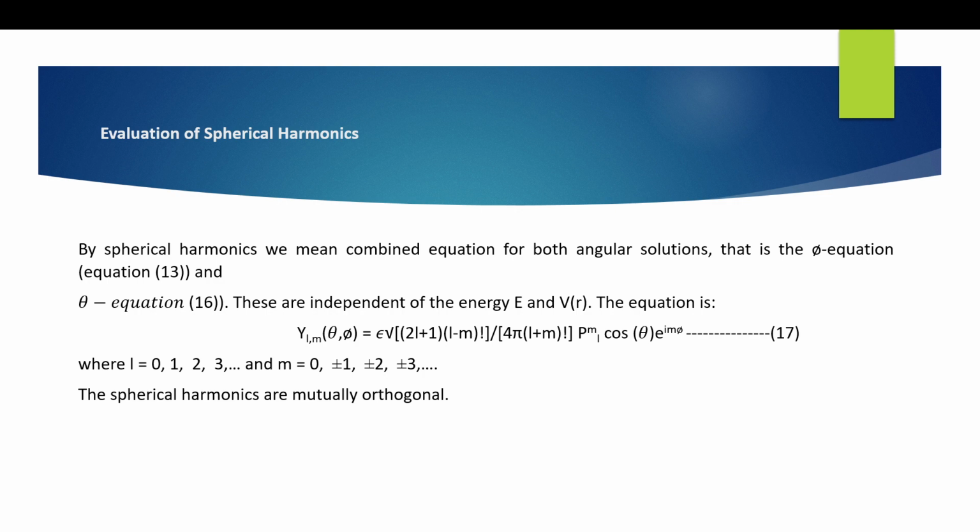Evaluation of spherical harmonics. By spherical harmonics, we mean the combined equation for both angular solutions, that is the phi equation and the theta equation. These are independent of the energy E and potential term V. The equation is equation 17, where l is equal to 0, 1, 2, 3, and m equal to 0, plus minus 1, plus minus 2, plus minus 3, etc. The spherical harmonics are mutually orthogonal.